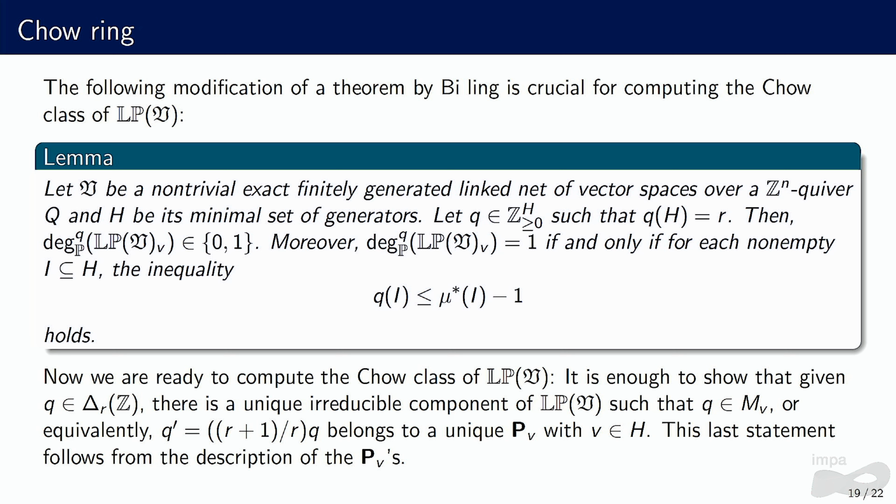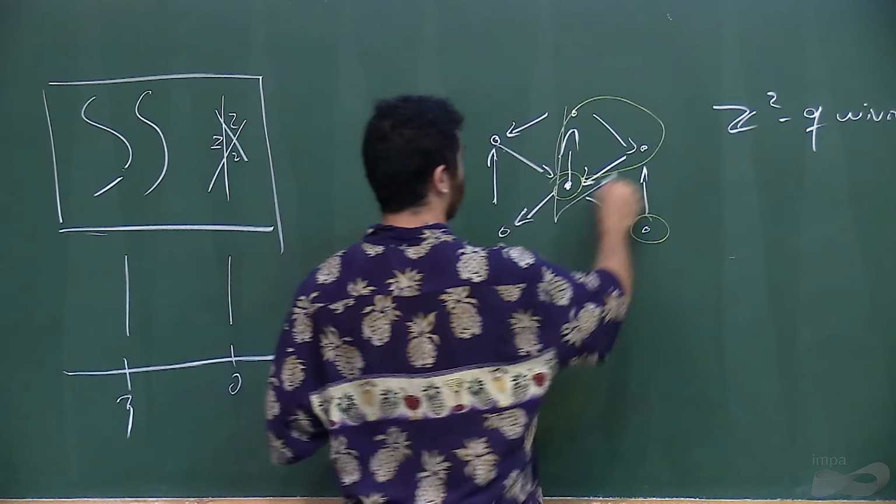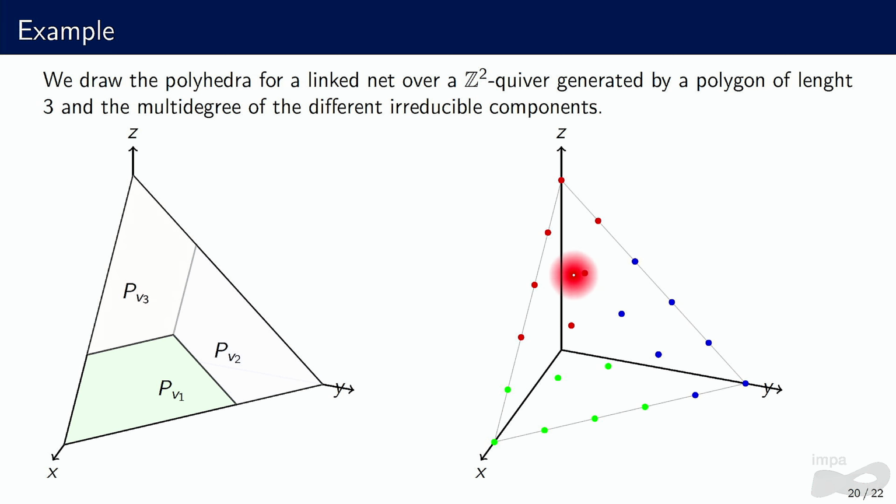So let me now show you some pictures. This is the kind of polyhedral tiling we get in the case when the linked net is generated by something like this polygon. So in this case, we get 3 irreducible components, and the set of multi-degrees is drawn here.